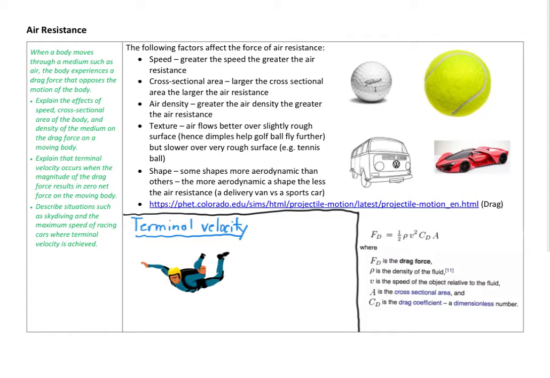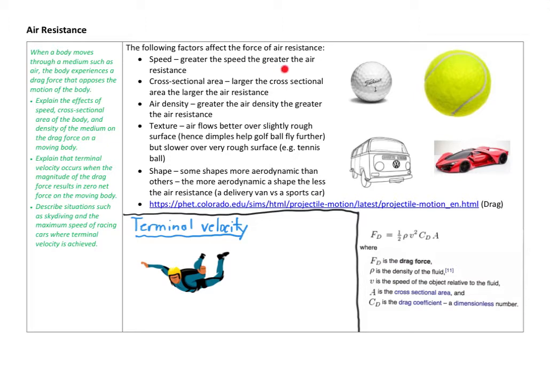But to start off with, we need to explain the effects of speed, cross-sectional area of the body, and the density of the medium on the drag force on a moving body. And we need to understand the concept of terminal velocity, which I'm going to talk about here. So, firstly, addressing this first dot point. The following factors affect the force of air resistance.